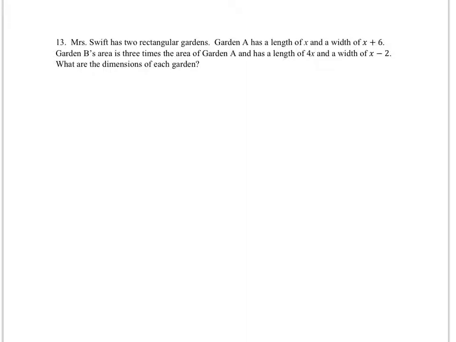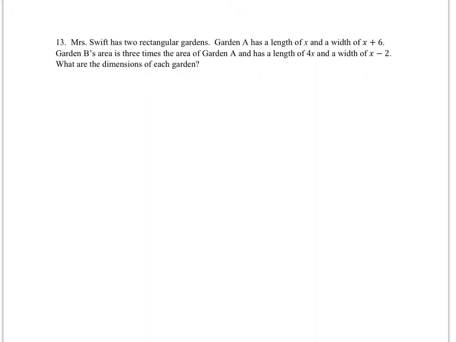Number 13. Mrs. Swift has two rectangular gardens. Garden A has a length of x and a width of x plus 6. Garden B's area is 3 times the area of Garden A and has a length of 4x and a width of x minus 2. What are the dimensions of each garden?